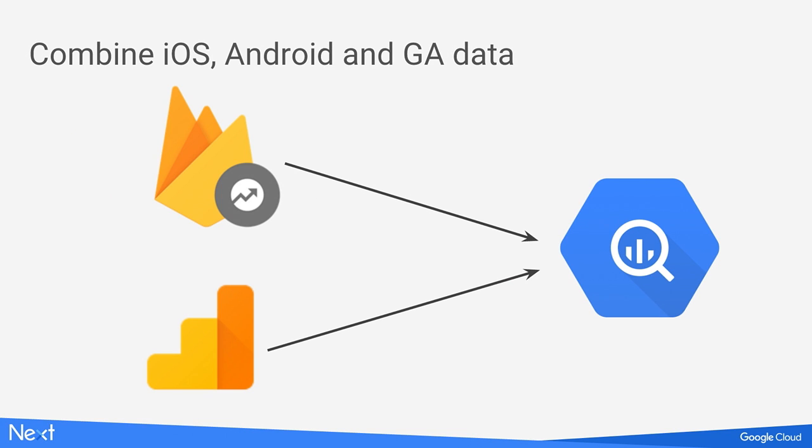Now, it turns out that our sample data is from a purely mobile app. But in some cases, you might also have a web app, in which case you're probably tracking your analytics in a tool like Google Analytics. It turns out that with BigQuery, you can combine data from Firebase Analytics with other providers, such as the data that you get from Google Analytics. You can join your iOS, Android, and your web data in BigQuery to determine user behavior across all of your apps.